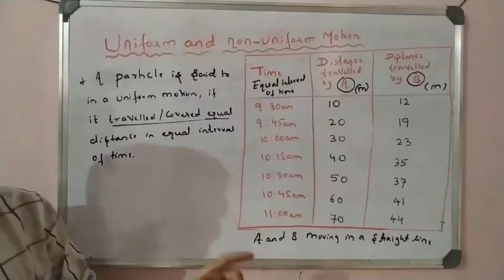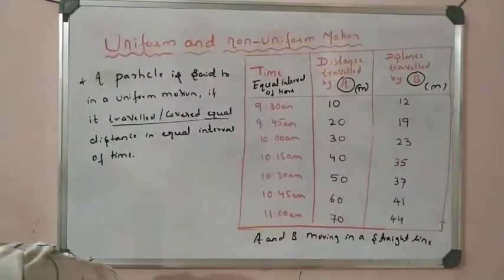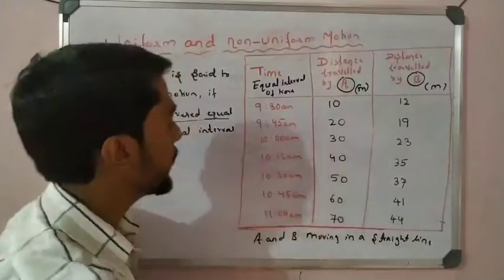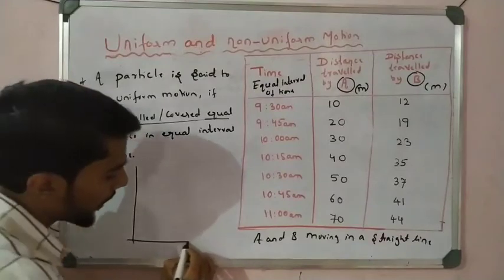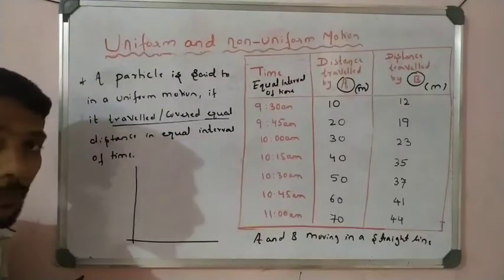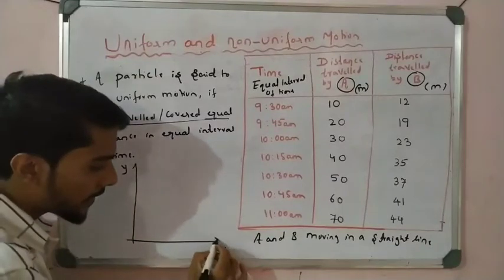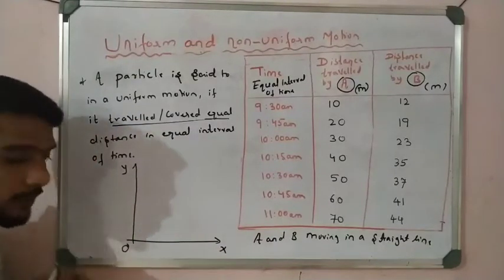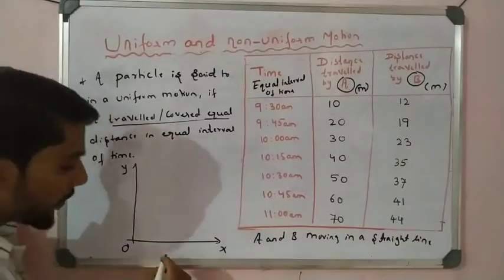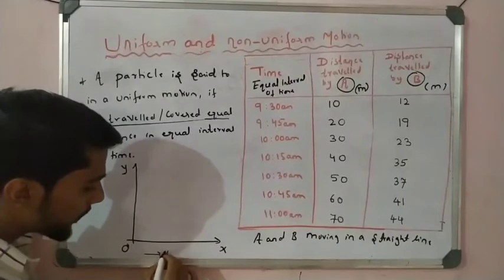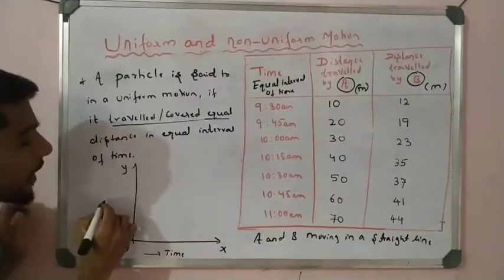So now students, I think about a graph here. Let us see, I take a graph here. Very important. It is a Cartesian plane, and this is the y-axis and this is taken as the x-axis, and this is the origin. In the x-axis I can take time.